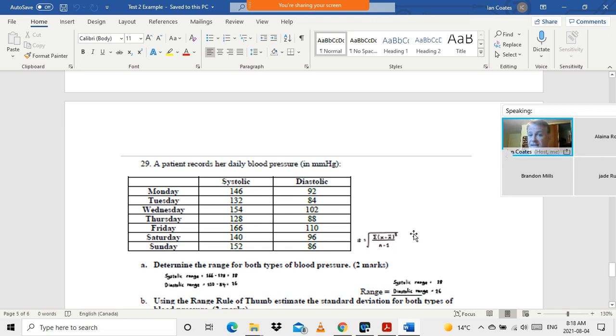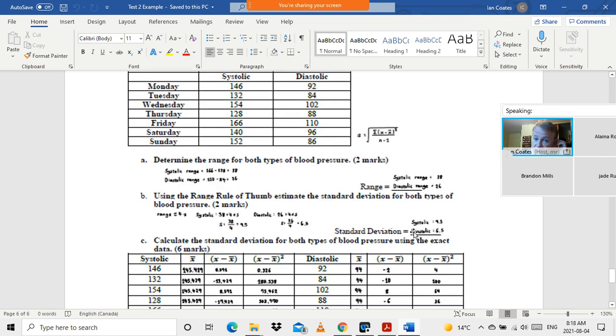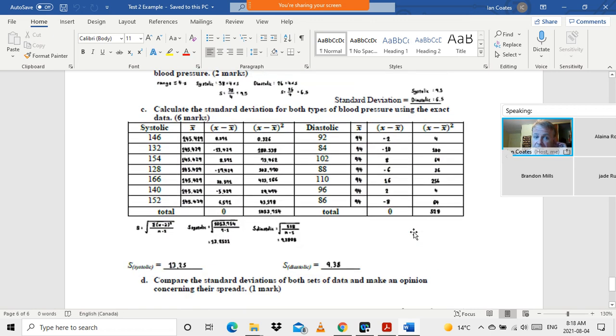That's the test, and that was out of 63 marks. Class average was in the high 70s. You guys are just doing great, so just keep banging these things out.